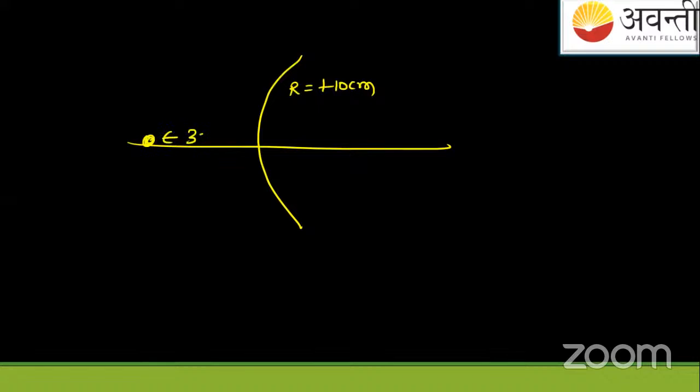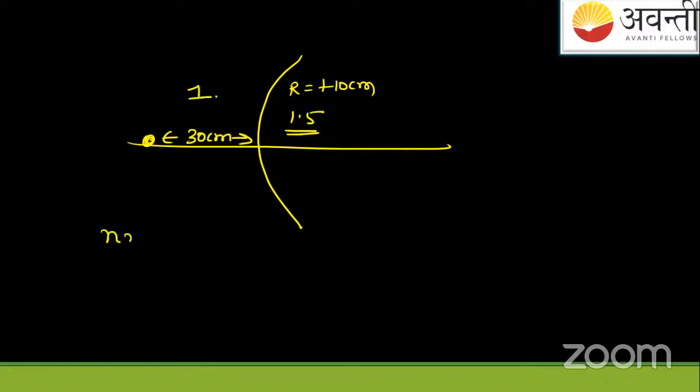See, this was a refracting surface. Radius of curvature is say plus 10. Object is at 30 centimeters. Okay, this is the object distance. You know the formula is what? This medium is having refractive index as 1.5. This medium is having refractive index as 1 here.